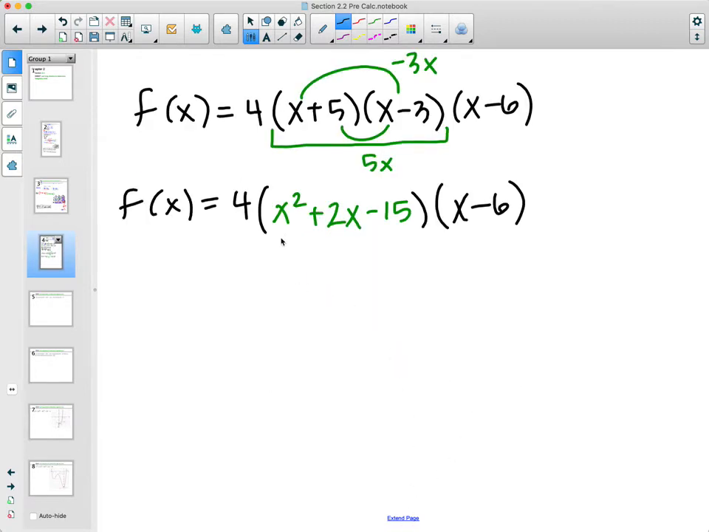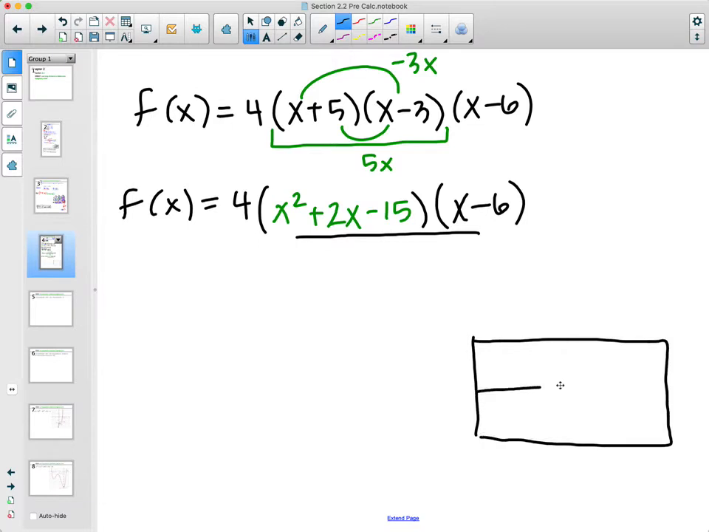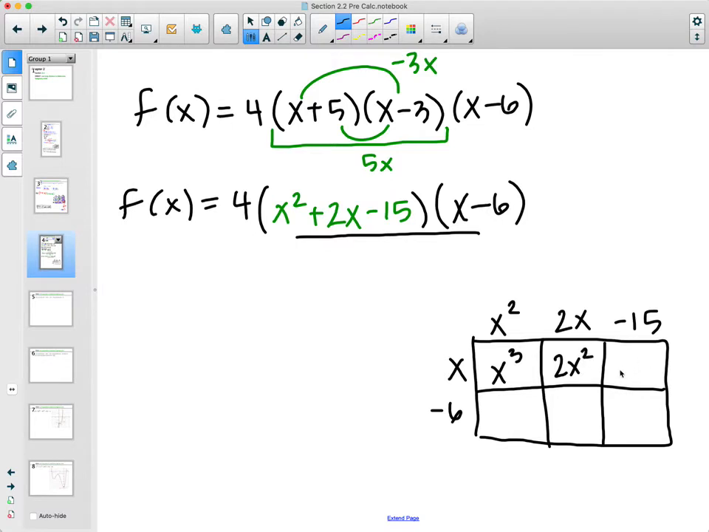So now you'll want to multiply these 2 together. Again, this is where I start to use the box when you get to more than just 2 binomials. So we have x and negative 6. We have x squared, 2x, and negative 15. So x times x is x cubed. X times 2x is 2x squared. Negative 15x, negative 6x squared, negative 12x, and positive 90.